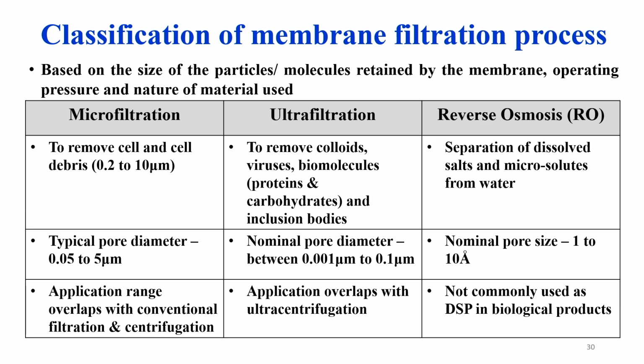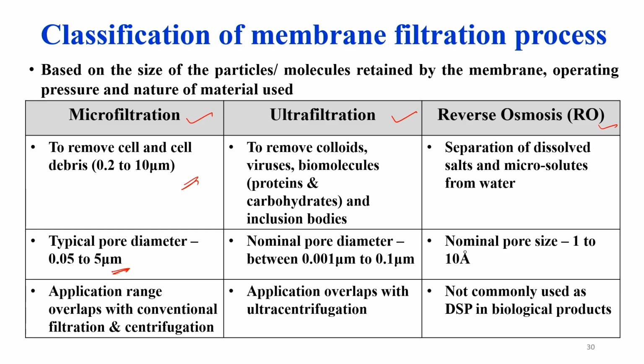So, based on the pore size, we can classify these membranes as microfiltration, nanofiltration, ultrafiltration and reverse osmosis. So, here is a quick comparison of microfiltration, ultrafiltration and reverse osmosis. Microfiltration removes the cells and cell debris in the range of 0.2 to 10 micrometer, and typical pore size is 0.05 to 5 micrometer.